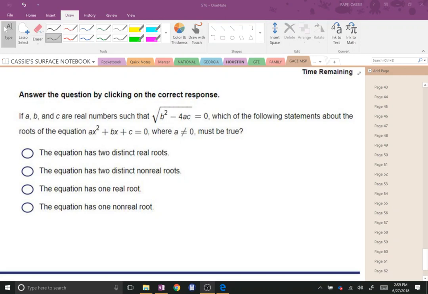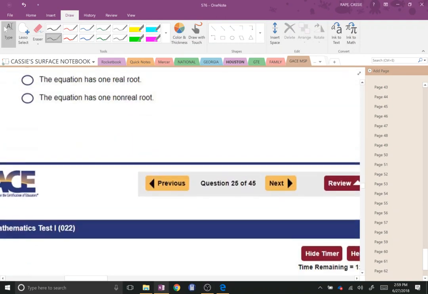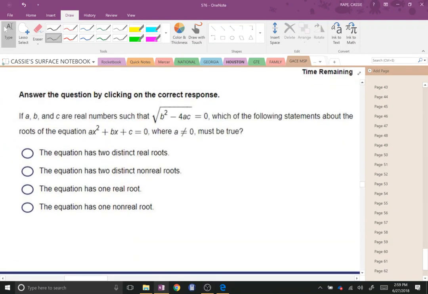The next question on deck is number 25, and basically what you have is a part of the quadratic formula known as the discriminant. Remember that the quadratic formula is negative b plus or minus the square root of b squared minus 4ac, all over 2a.